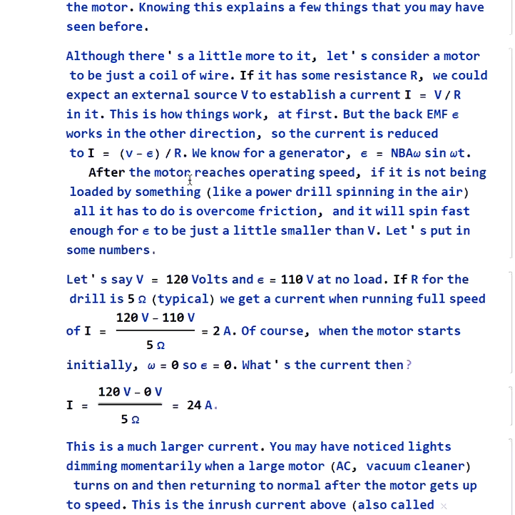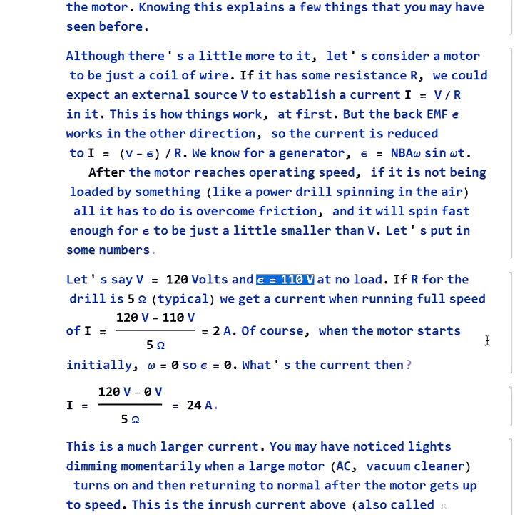Once the motor is at operating speed, if it's not being loaded by something, so we've got a power drill and we're just spinning it in the air instead of trying to drill through steel, all it has to do is overcome its own friction, and it'll spin so fast that epsilon will be just a little bit smaller than V. So let's put in some numbers. Let's say at no load, we connect it to a 120 volt wall outlet and the back EMF is 110 volts. If R for the drill is about 5 ohms, and this is pretty typical, our full speed current would be 120 minus 110 over 5, or 2 amps.